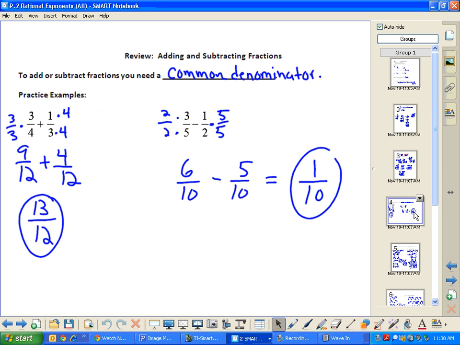Final answers, 13/12. Second answer is 1/10. Keep in mind you're only allowed to add or subtract fractions if they have a common denominator, so make sure your blank is filled in as well.